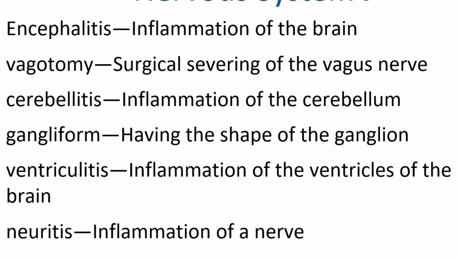Cerebellitis. So this is itis, inflammation. Cerebello we know is the cerebellum. So this is inflammation of the cerebellum. Ganglioniform. So this is having the shape of the ganglion. So form would be that shape, and ganglio would be that ganglion. It's more like a cyst shape. Then we have ventriculitis, inflammation of the ventricles of the brain.